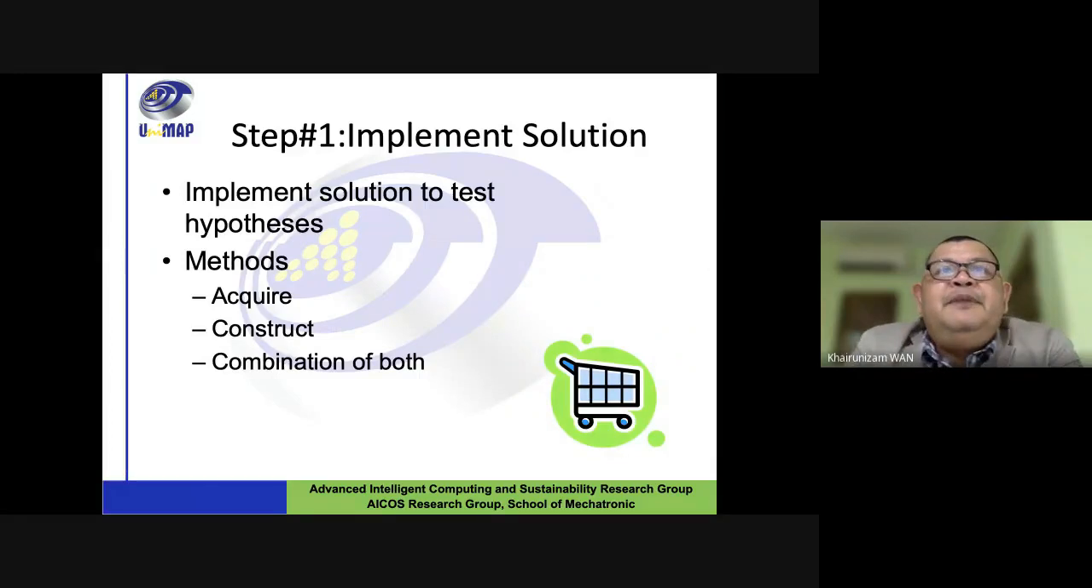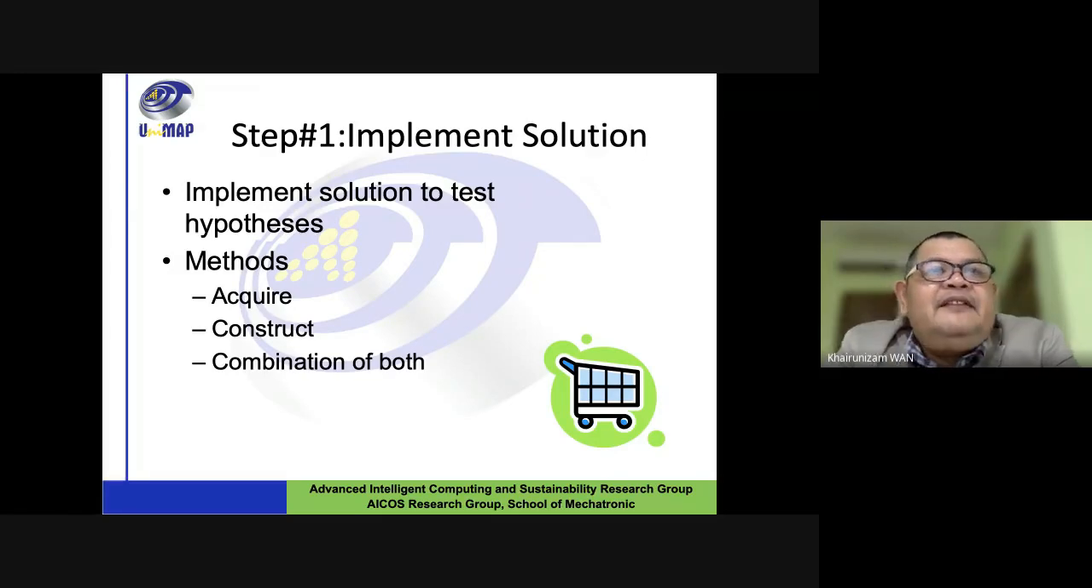Step 1, implement solution. Implement solution to test the hypothesis. Again, the hypothesis terminology appears, because everything related to the theoretical, related to the experiment, you already investigated it, you already decided it in the hypothesis. Why do you need to implement solution in the experiment? To test the hypothesis.